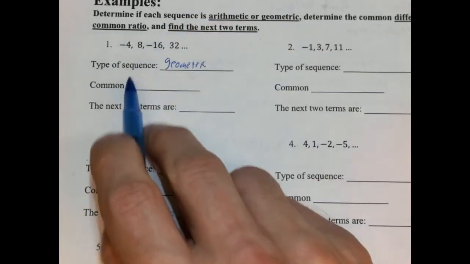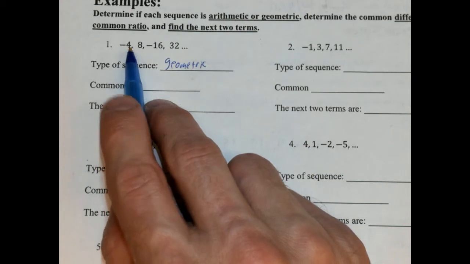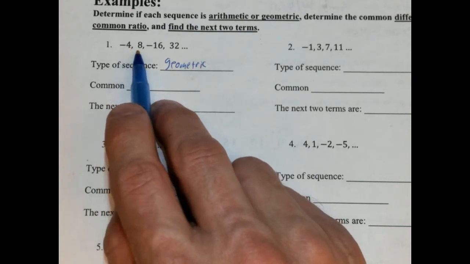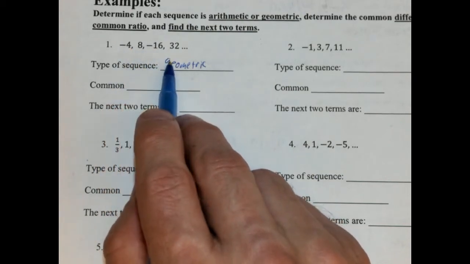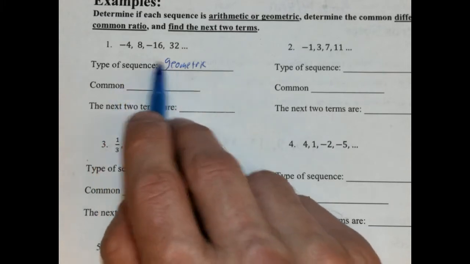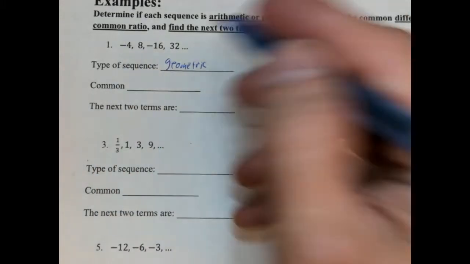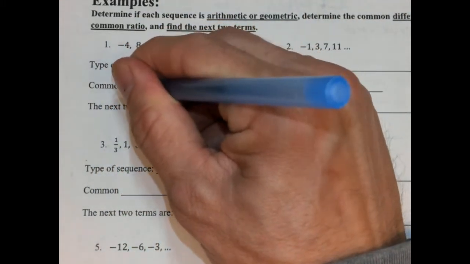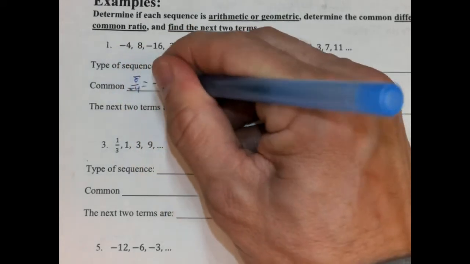And we can tell pretty quickly by saying, all right, this is not a constant amount. The amount of change by here is not the same as this, therefore it's geometric. So we know it's geometric, so now we just have to take one term and divide it by the previous. So we'll do 8 divided by -4. And 8 divided by -4 is -2.